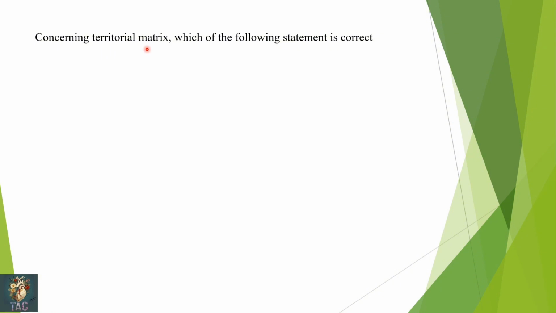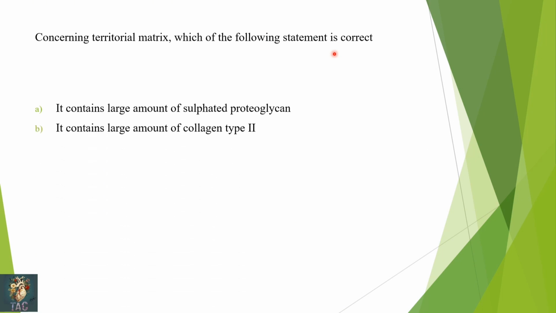Concerning the territorial matrix, which of the following statements is correct? It contains a large amount of sulfated proteoglycan. It contains a large amount of type 2 collagen. It surrounds the chondroblast and it surrounds the fibroblast. So basically the territorial matrix surrounds the chondrocytes, not the chondroblast or the fibroblast, and it is mainly formed of a large amount of type 2 collagen. So this is the correct option.